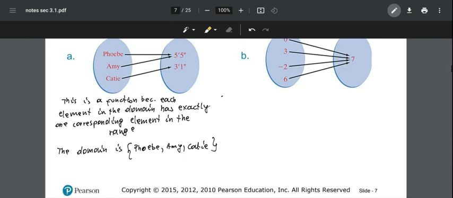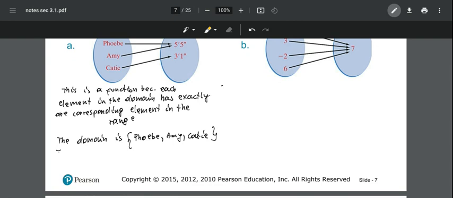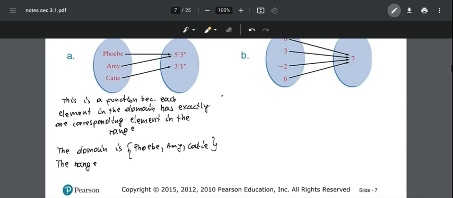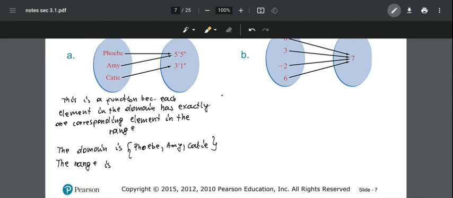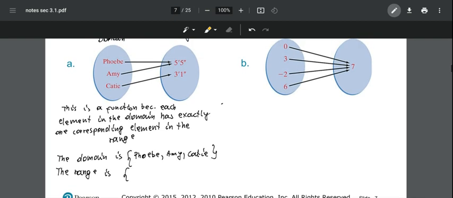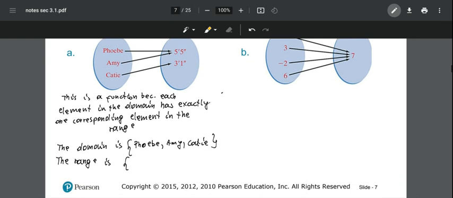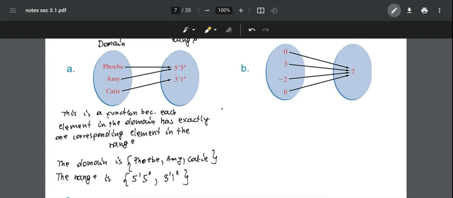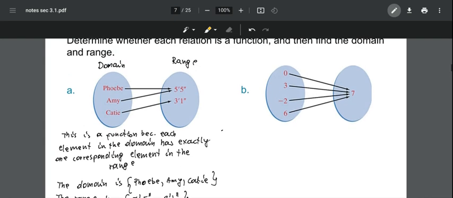So that's the domain. Now the range. That's the elements from the set B. That's our output, which in our case is, I'm sorry, 5, 5, and 3, 1. So that's the range. And we're going to do the same type of work for part B.